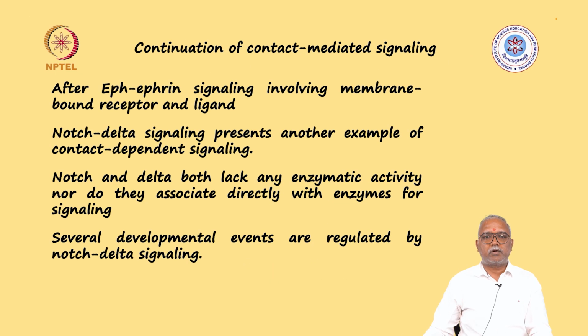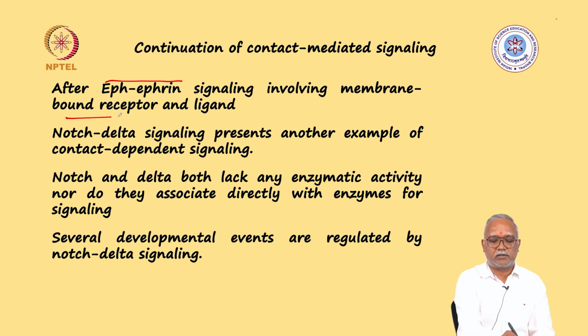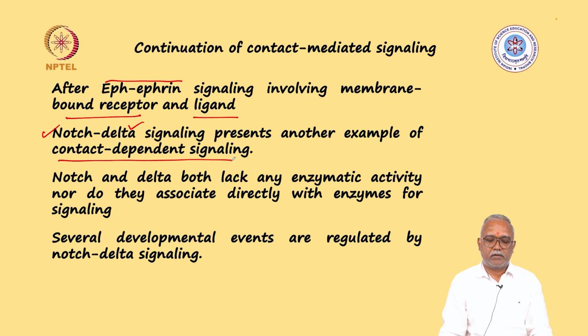So when we talk about the other signaling, which is also called Notch-delta signaling, this is similar to what we have seen for EPH-ephrin, where both receptor and the ligand are membrane bound. Here Notch serves as a receptor and Delta serves as a ligand. The neighboring cells, which are part of a tissue and arranged in a juxtaposed manner, engage in this contact-mediated signaling. Both of them, whether it is Notch or Delta, lack any enzymatic activity.